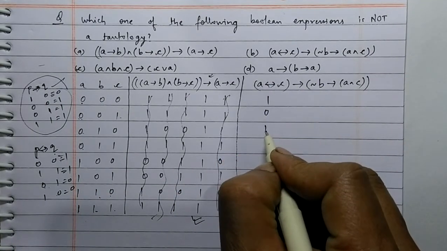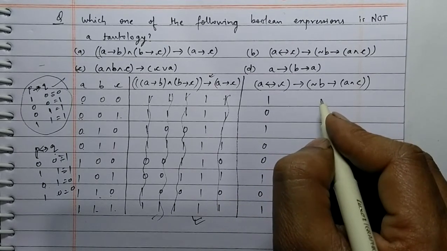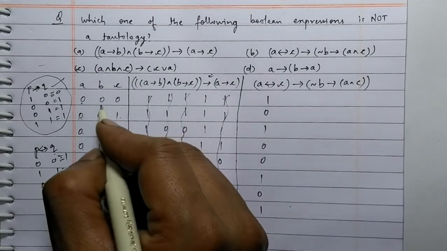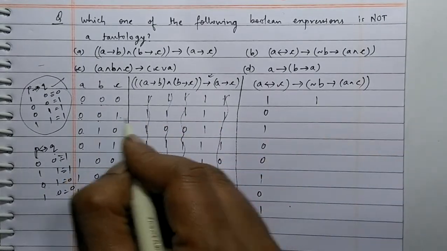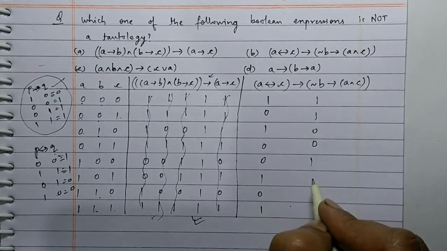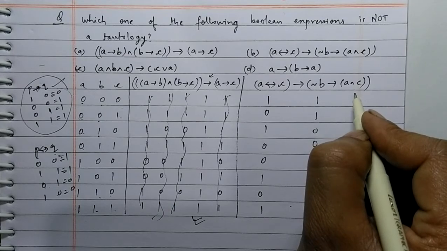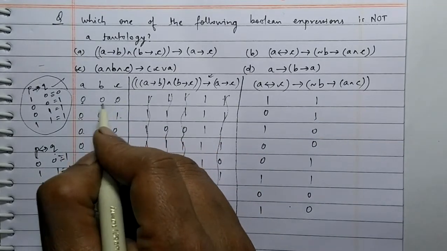1 0 1 0 0 1 0 1. Not B we will write. It is 0, here we will write 1. It is 0, here we will write 1. Here 1, we will write 0 0 0 0. A and C: 0 and 0 is 0, 0 0 0.